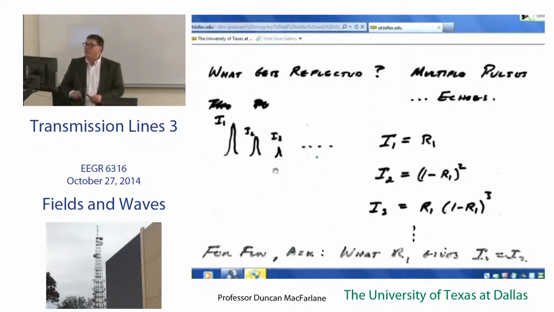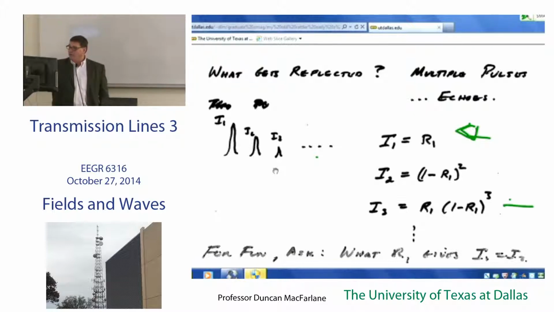So we have multiple pulses coming out. The first one will have an intensity I1, the second one will have intensity I2, and the third one will have intensity I3. If you've been watching my scribbling, the first one will be proportional to the mirror reflectivity R1. The second one will be 2 transmission passes, which in power is (1 minus R1) squared. The third one will have 2 transmission passes, but a reflection as well. And then for fun, we can ask what happens if these 2 are the same height.